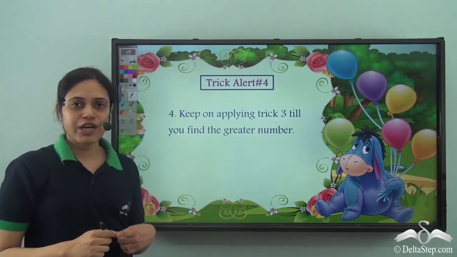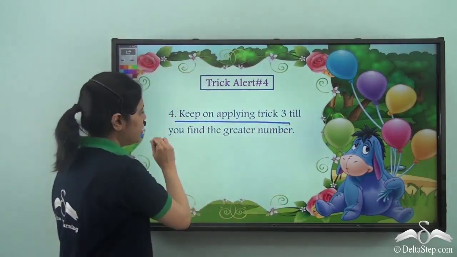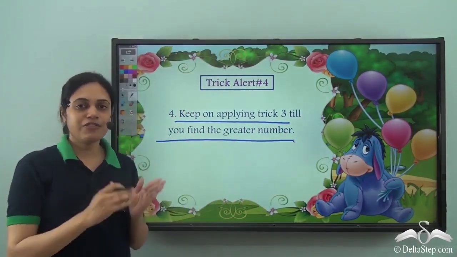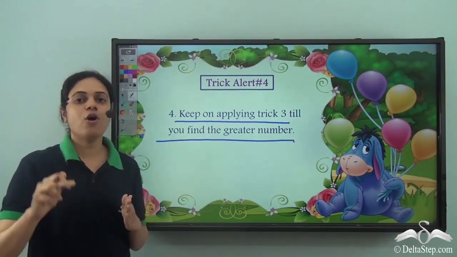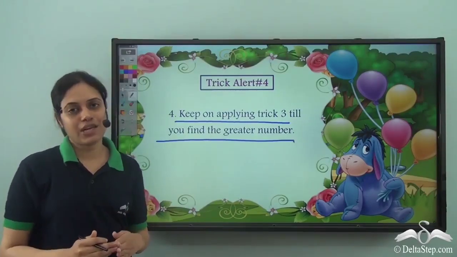What is the fourth trick? The fourth trick is keep on applying trick 3 till you find the greater number. That is, if the digits which you are comparing are equal, you keep on moving to the next digit till you find a greater number.